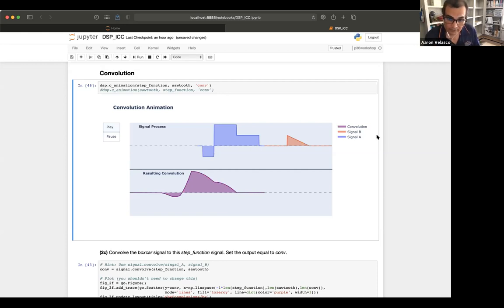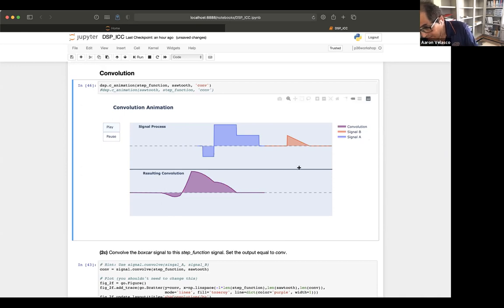If it's linear, linear filters, you can basically break any signal down. I don't care what it is. It could be the radio, whatever. If it's linear signals, you can break it out into a linear set of operations. And that's essentially what we're dealing with.